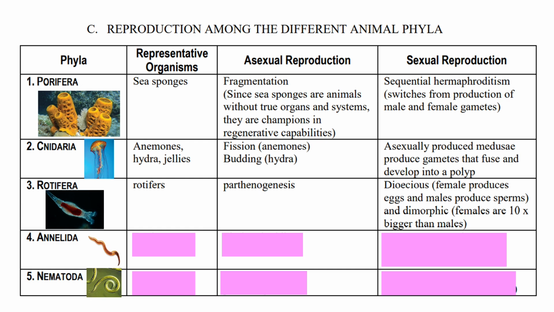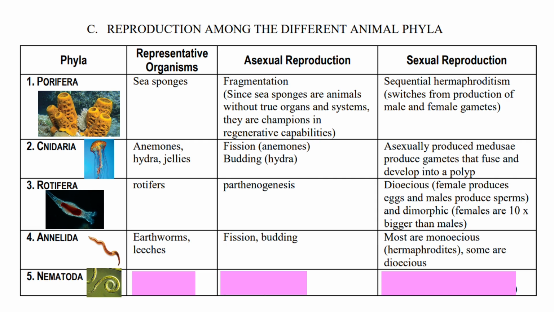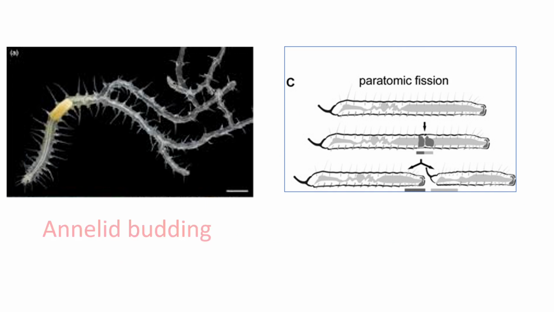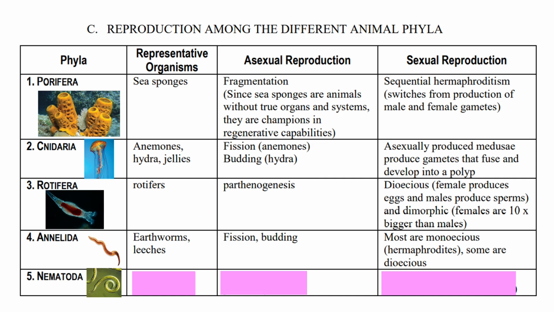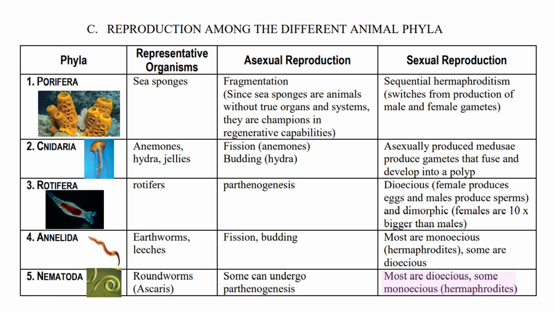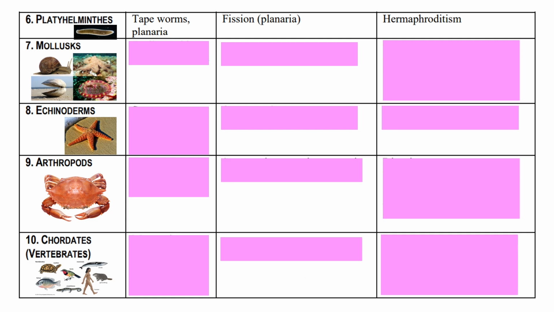So the males can be distinguished from the females, and dioecious means that they have separate individuals, a male separated from the female. Annelids, earthworms, leeches, they have fission and budding, surprisingly, and most are monoecious. There are hermaphrodites, although some are dioecious. So here are examples of the annelid budding and then the annelid fission. You can see that. Oh, and also the earthworms, there will be sexual reproduction. For nematodes, roundworms or ascaris, some can undergo parthenogenesis. Most are dioecious, some are monoecious or hermaphrodites.